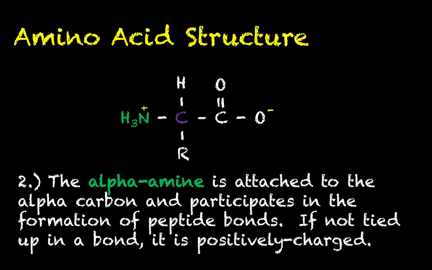In green, you see what is called the alpha amine. This functional group is attached to the alpha carbon, and it participates in the formation of peptide bonds. If it is not actively tied up in a peptide bond, it will have a positive charge at a neutral pH because this is an amine functional group.